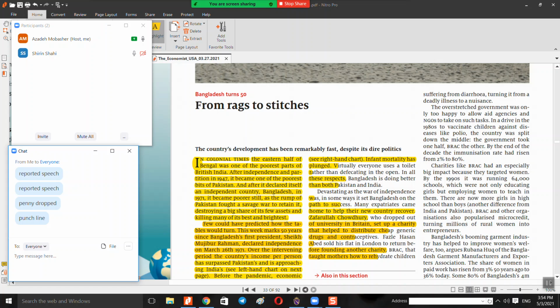But this title, look at this title. From rags to stitches. What does rags mean? As the plural of rag, of course. Rag. I have no idea. Are you sure? I think you must have. Like a rag doll. Have you heard of a rag doll? Rag doll? Yes, rag doll.